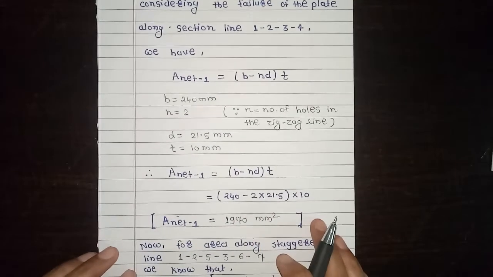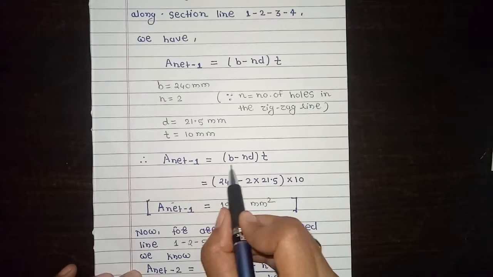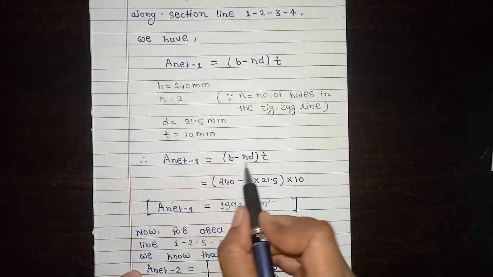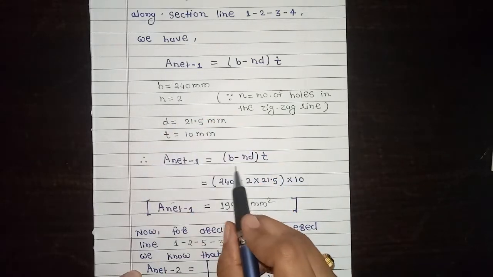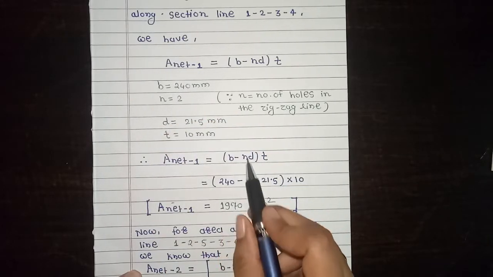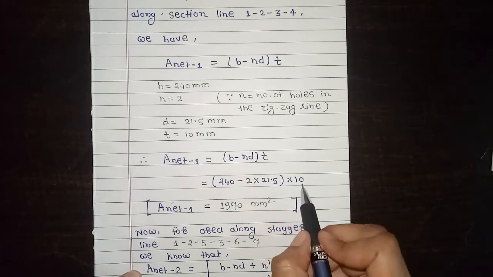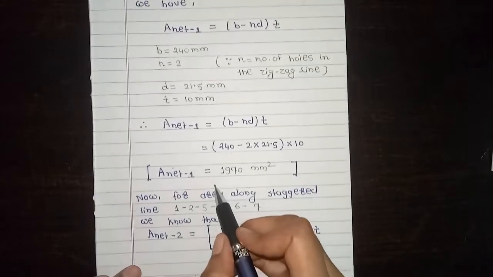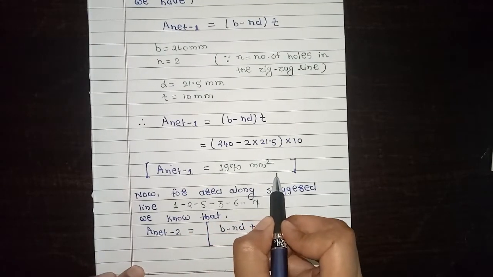Okay, so A net 1 is equal to (B minus nd) into t. So B is equal to 240 mm. Put the values in this formula: 240 minus 2 into 21.5 into 10. Then we get A net 1 is equal to 1970 mm square.